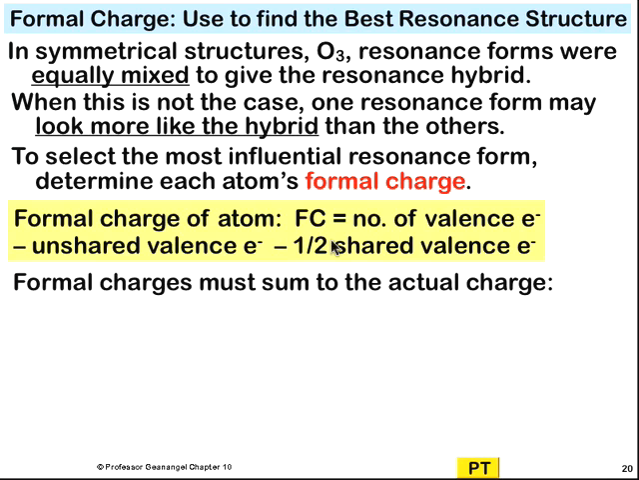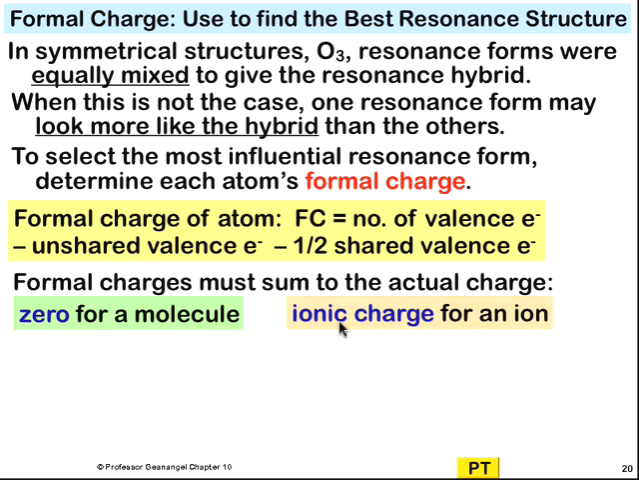Now, a couple of things that fall out of this. If you use this little equation and you use it correctly, you'll find out that the formal charges will sum up to the actual charge on the structure that we're talking about. If the structure is a molecule, then the formal charges will sum up to 0. If the structure is an ion, either a polyatomic cation or anion, the formal charges, if they're calculated correctly, will sum up to the ionic charge, +1, +2, -1, -2, and so forth.